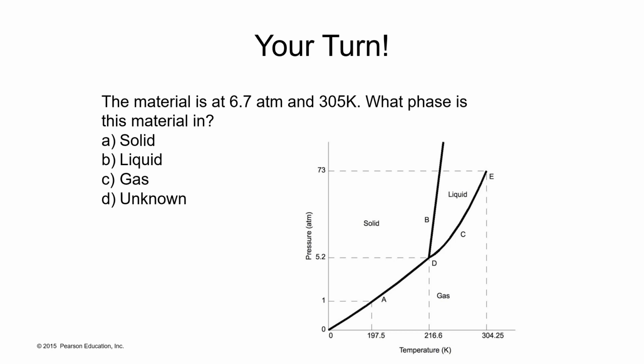So, you should be able to read these and determine the answers based on what you're seeing in the diagram. So the material is at 6.7 atm and 305 K. What phase is the material in? So 6.7 is close to here. And if we go over to 305, we see that it's in a gas.